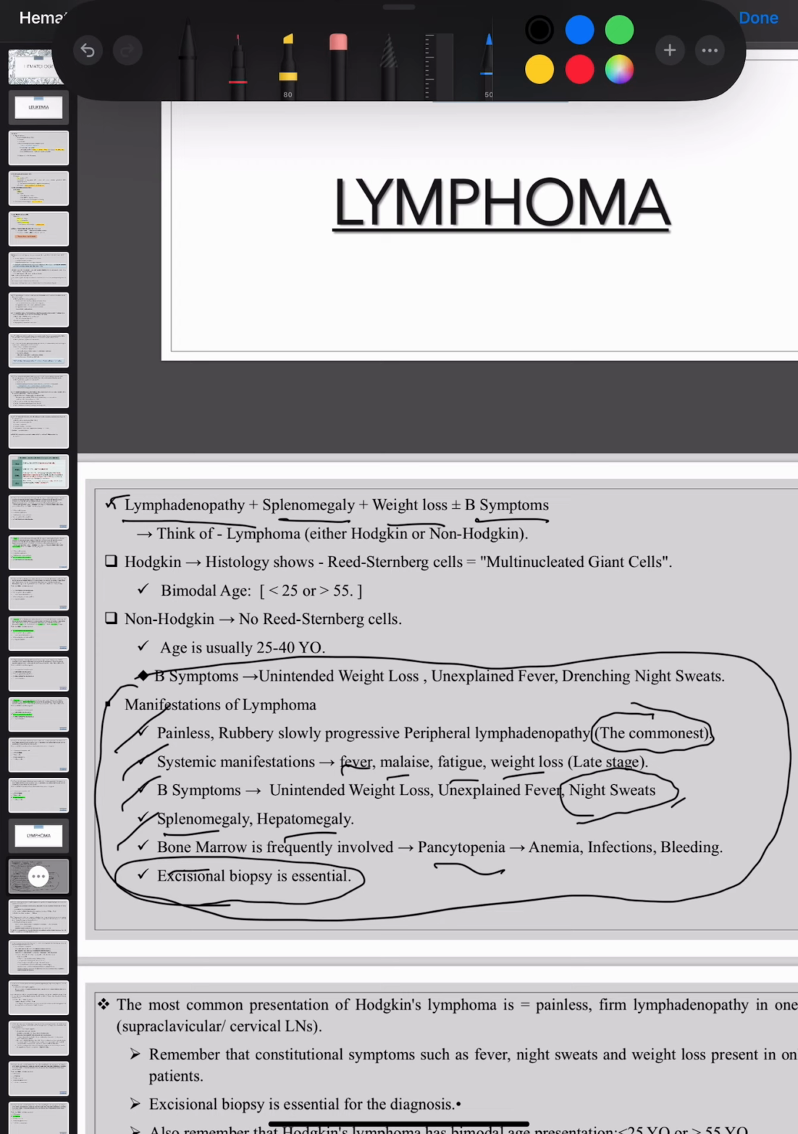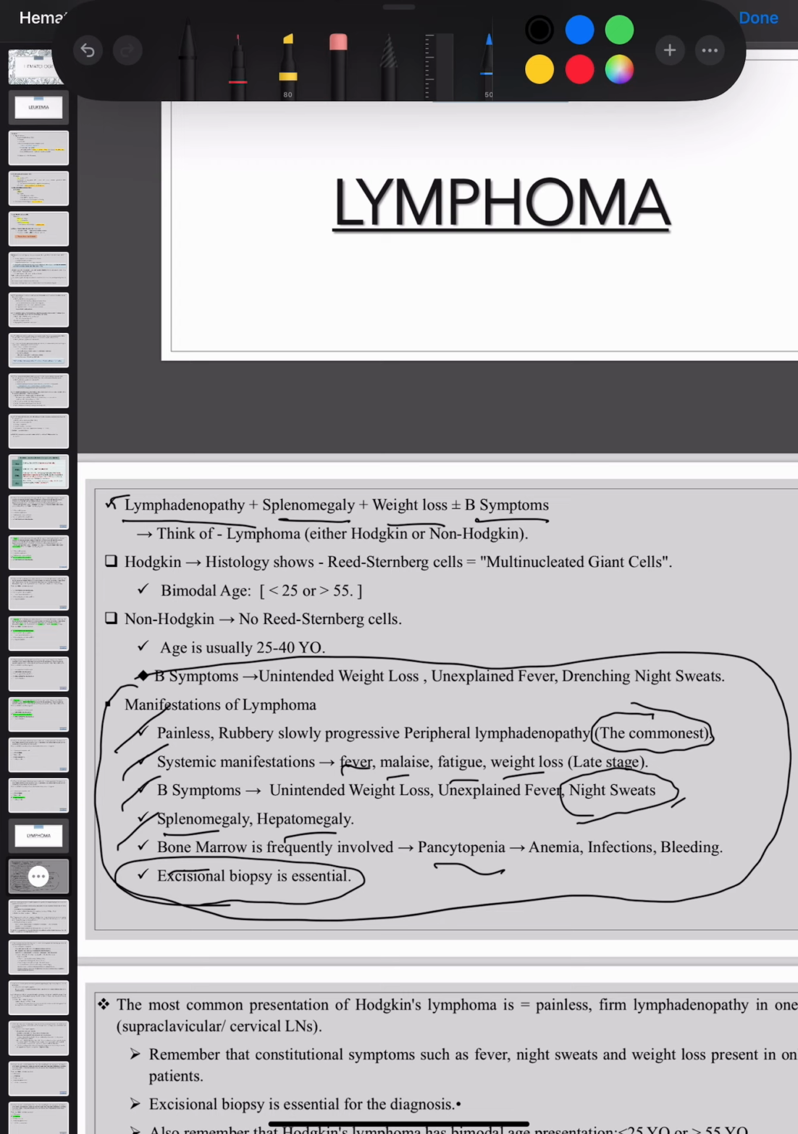First of all, look at the cells. If there is any Reed-Sternberg cell, that will be Hodgkin lymphoma. If there is no Reed-Sternberg cell, then there will be non-Hodgkin lymphoma. And age is really important. Bimodal age distribution: that means less than 25 years old and more than 55 years old is prone to have Hodgkin lymphoma. And if the age is between 25 to 40, it is prone to have non-Hodgkin lymphoma.